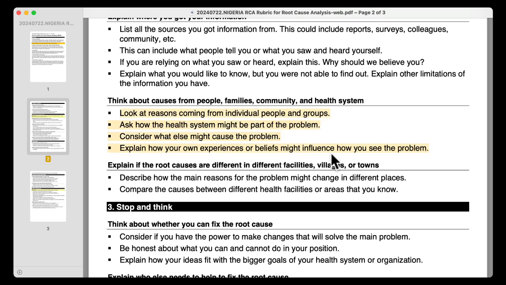Explain how your own experiences or beliefs might influence how you see the problem. So recognize you may have biases. You may not realize that a caregiver feels that you're being rude to them, for example. So think about things that you may not see, but that could matter.